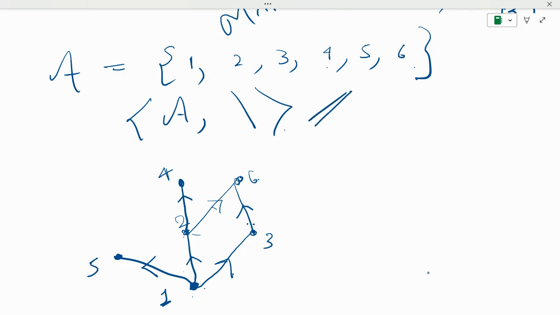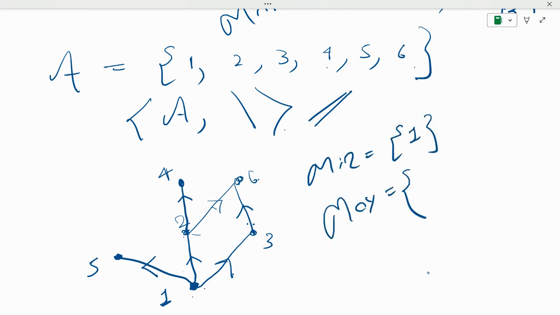And here, if we want to find the minimum, the minimum is definitely 1. And if we need to find the maximum, we just have to see what is at the top. So 5 is not covered by anything, 4 is not covered, and 6 is not covered. So these are the maximal elements, and this is the minimum.